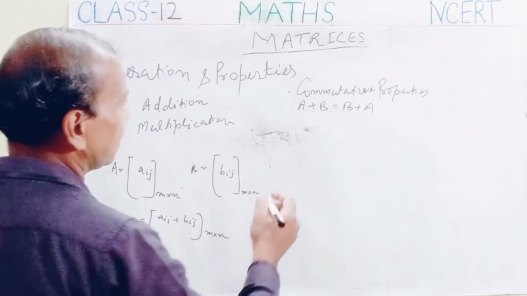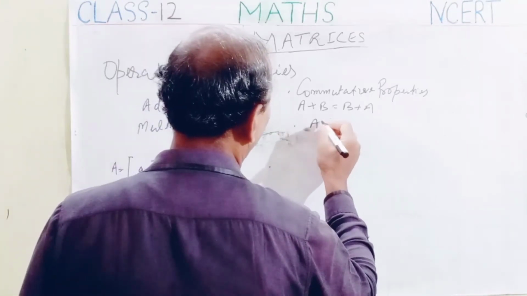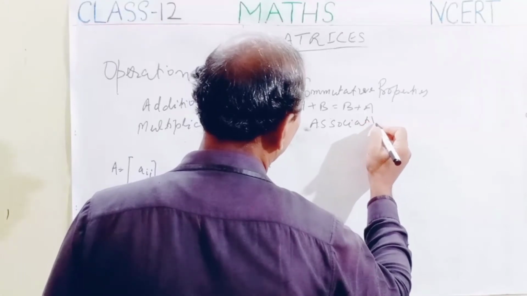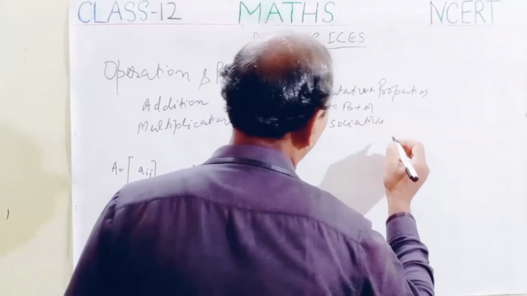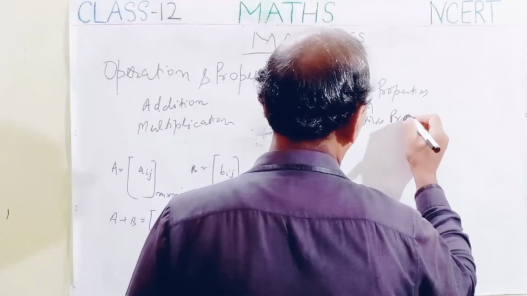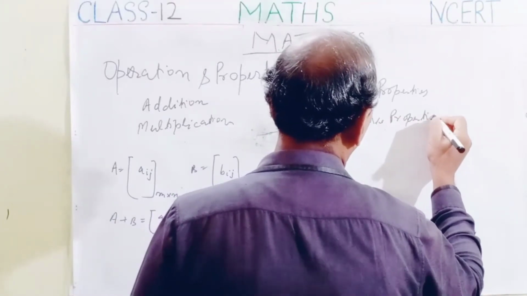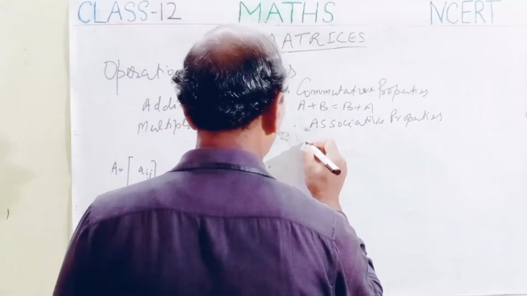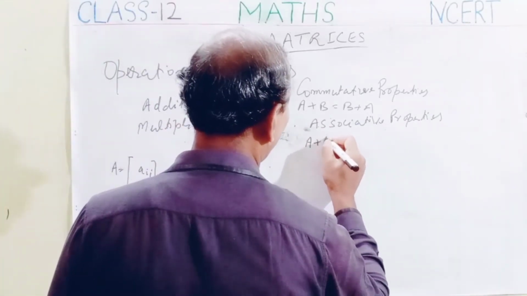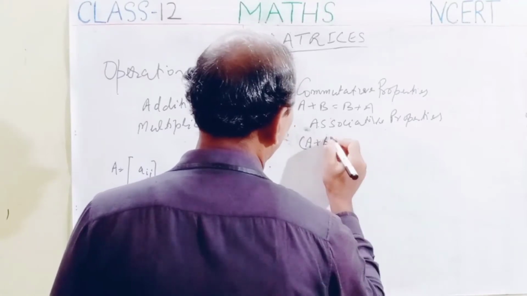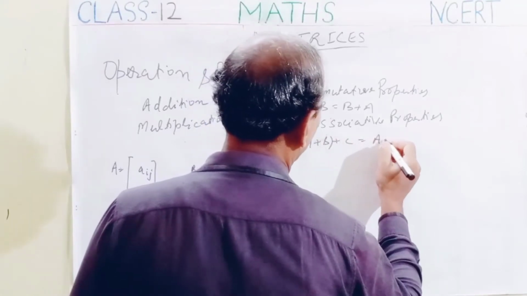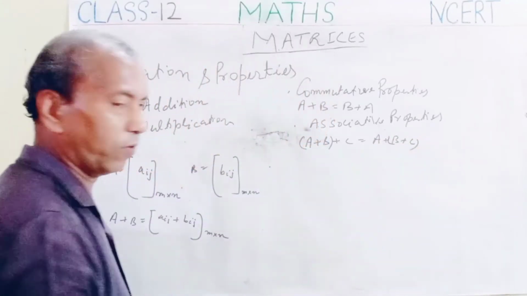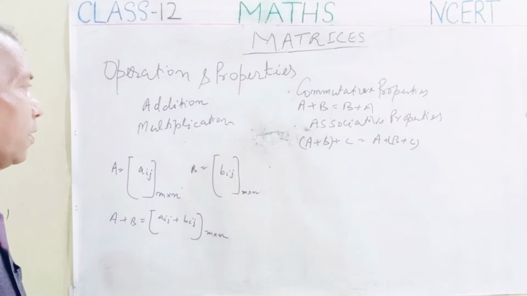The next one is, let's suppose, associative properties. So for the associative properties, it is (A plus B) plus C, and this is equal to A plus (B plus C). This is for associative properties.